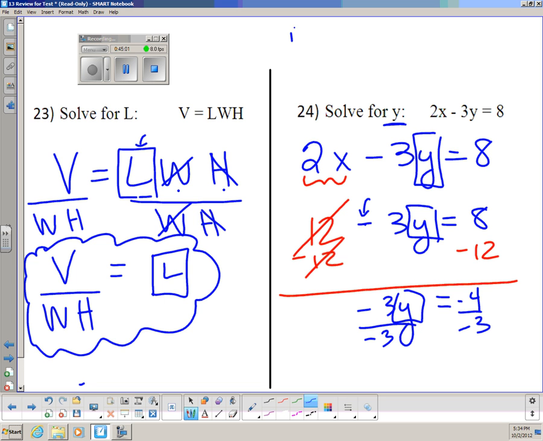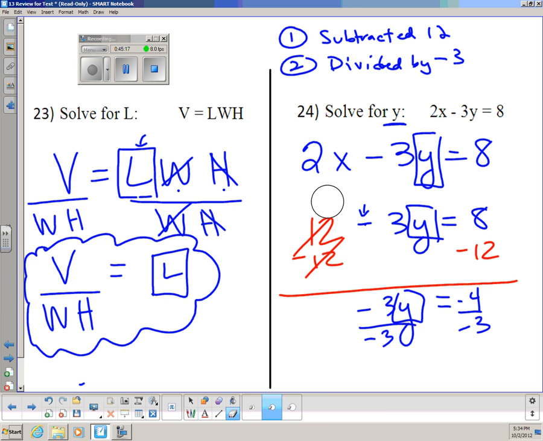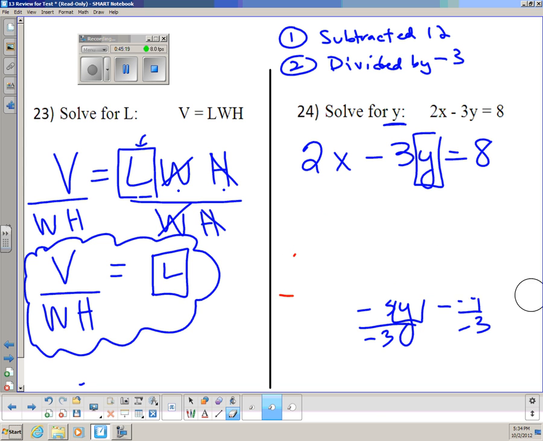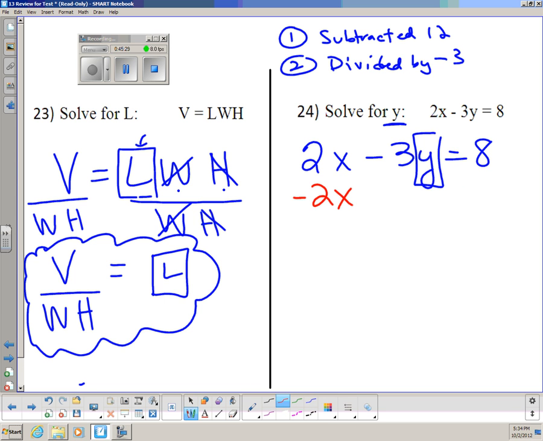And then I would divide by -3. Okay? So if I were listing the steps, I first subtracted the 12, and then I divided by -3. Those are my steps. I don't even care what the answer is. But instead of the 12, I have the 2x. So I'm going to subtract, not the 12, but the guy who was in the 12's place, which is just the 2x. So we'll subtract 2x from both sides of the equation.